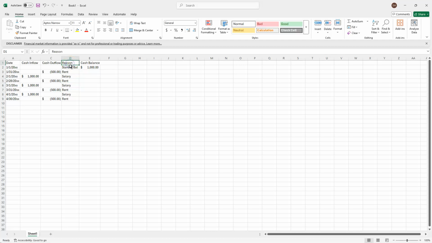The reason column is actually just the reason. It's the salary, it's the rent, it's why you'd either get these inflows or your outflows. And this fifth cash balance column is just meant for your standing total. It's meant for an after-the-matter final balance as to what you're remaining with.